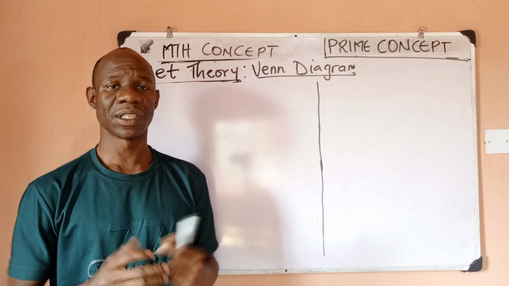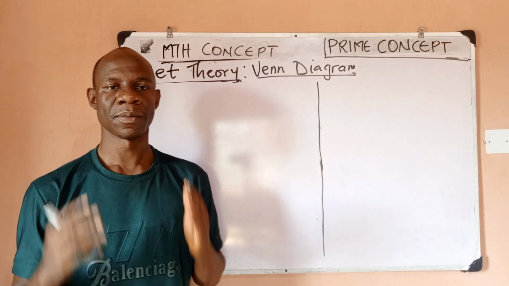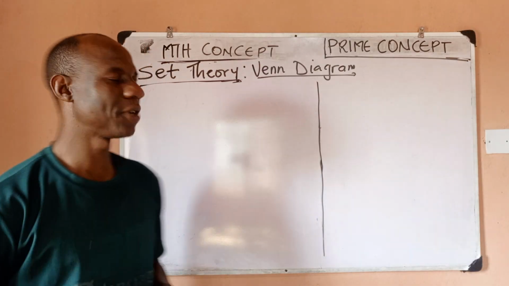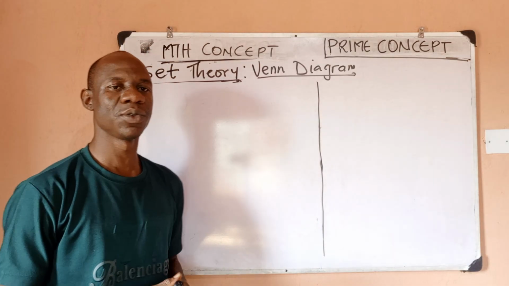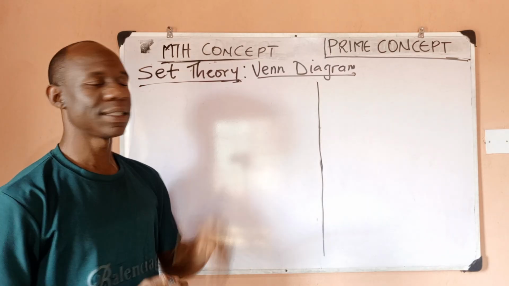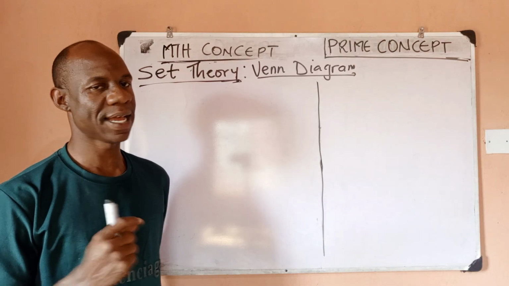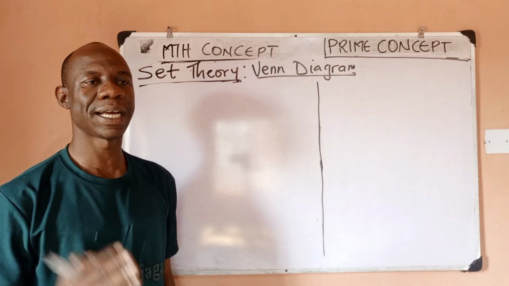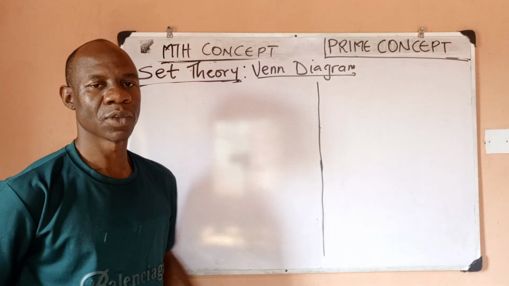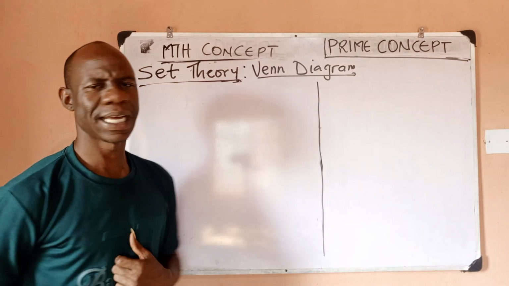We are still considering the concept of set theory. In this video, I want to look at Venn diagram. So what is actually Venn diagram? Venn diagram was introduced by a mathematician, John Venn, and is an important diagram that helps to simplify word problems in mathematics under set. So what is Venn diagram?